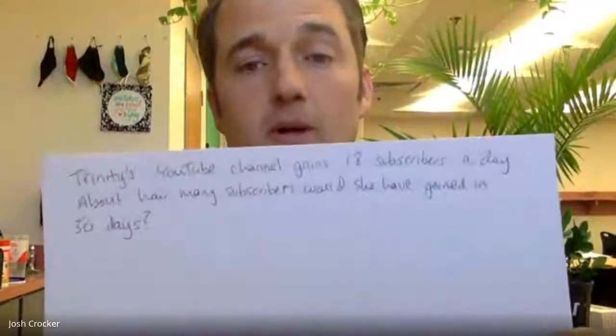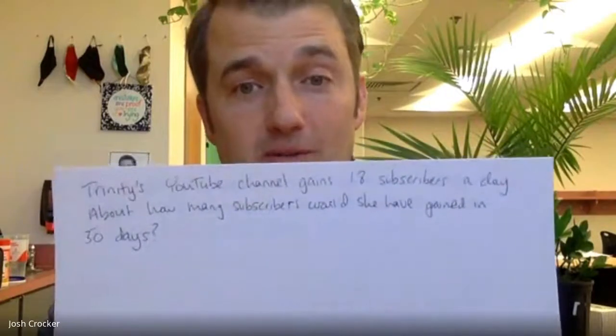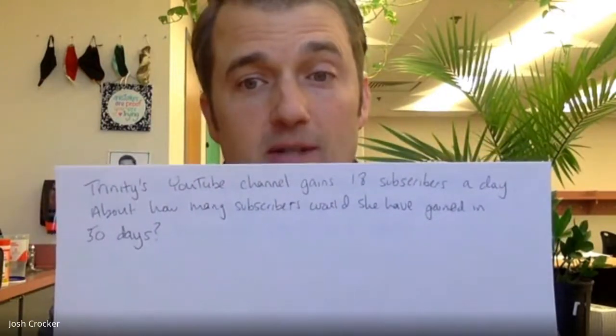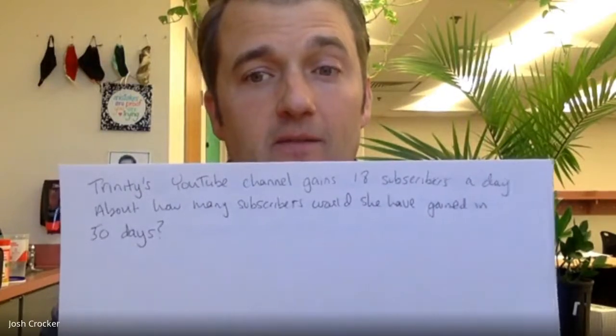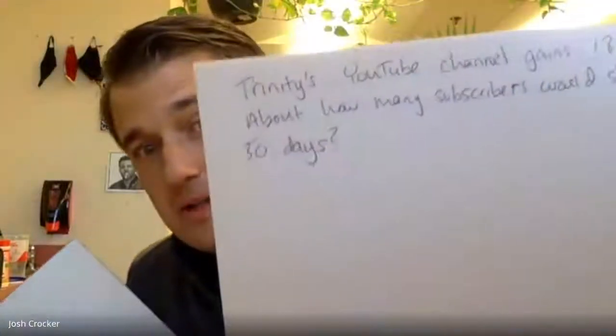So I've got some problems made up here. Number one, Trinity's YouTube channel gains 18 subscribers a day. About how many subscribers would she have gained in 50 days? So she's gaining 18 subscribers a day, and that same thing is happening for 50 days. So that is a multiplication problem. It's the same amount over and over and over again. And the problem did say about, so we're going to estimate.